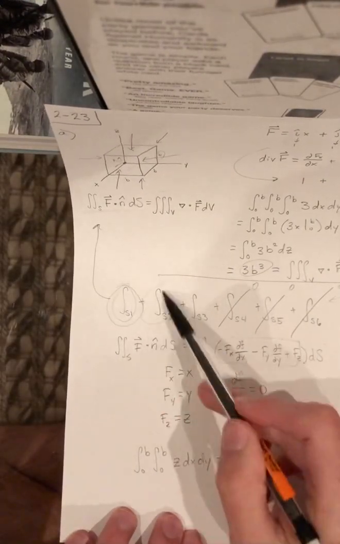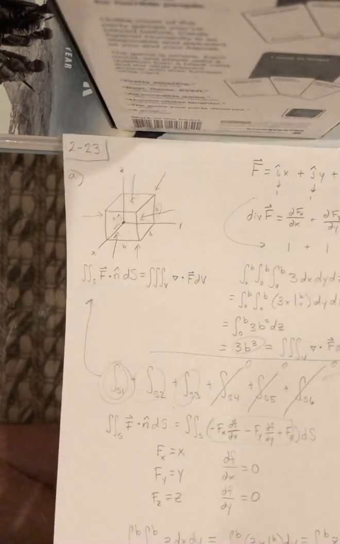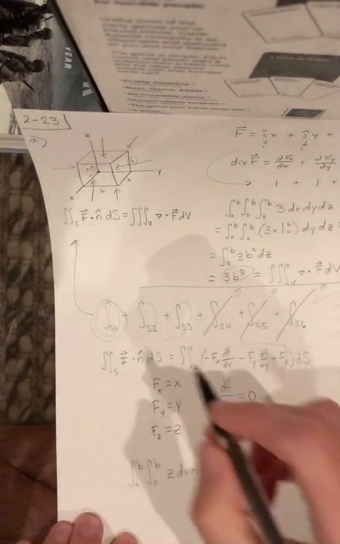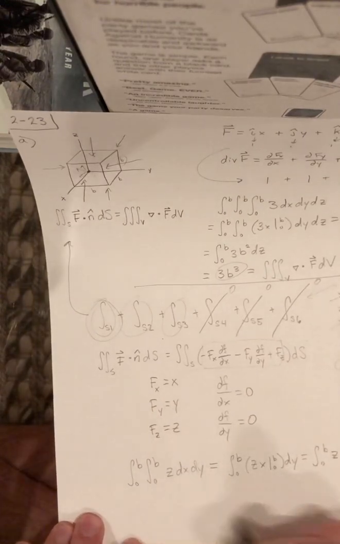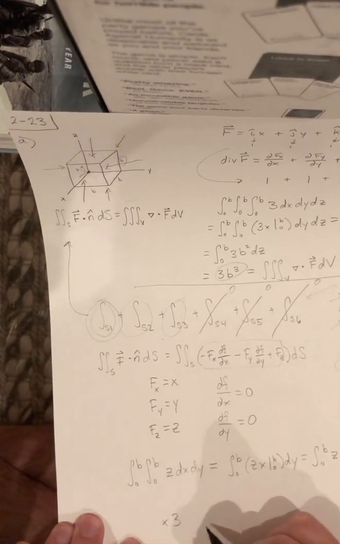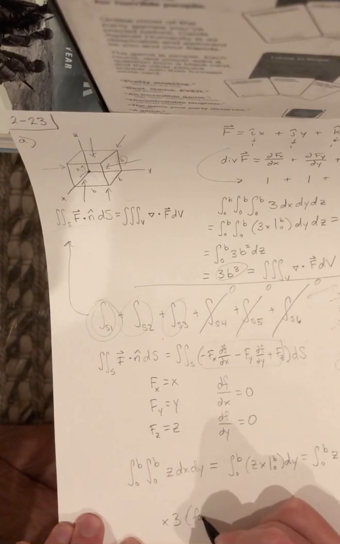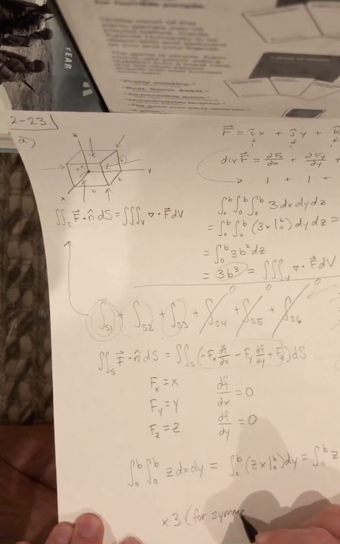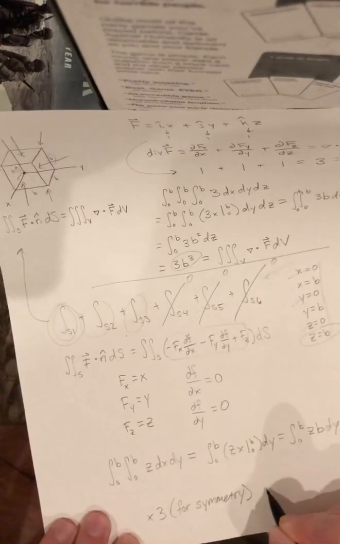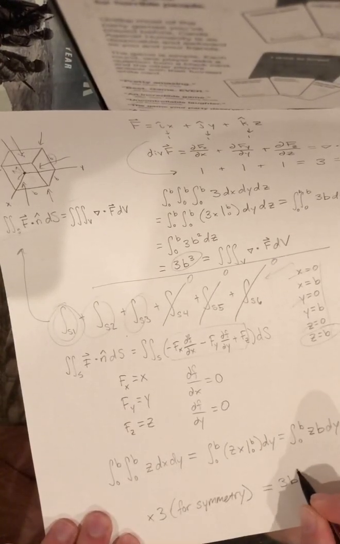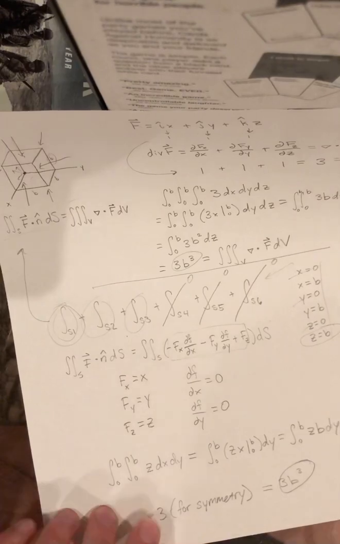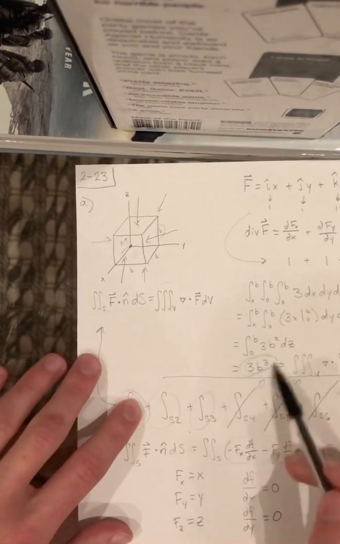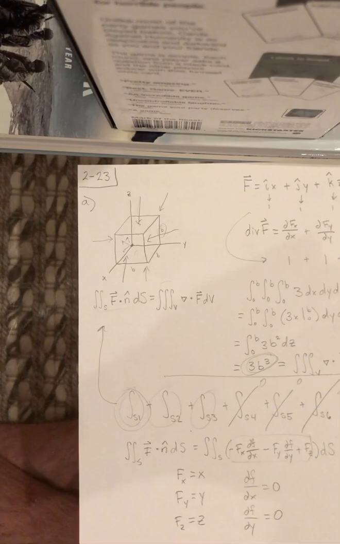Now, since there's three integrals, 1, 2, 3, and like I mentioned earlier, we can use symmetry to shortcut this specific situation. We're just going to multiply it by 3 because we're looking at 3 sides, so we'll have times 3 for symmetry. And we're going to end up with 3b cubed, which is conveniently the same number we got up here for the volume integral.